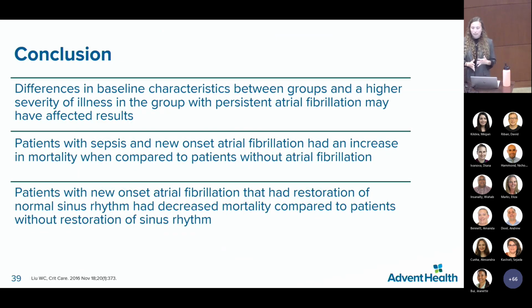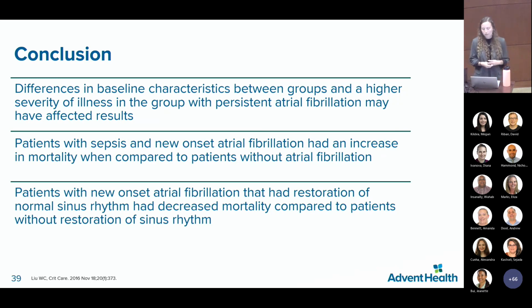The study did find this independent association between mortality and a failure to restore sinus rhythm. There is still concern for potential biases and differences between groups that might not have been accounted for. However, the study does show us potential benefit in restoring normal sinus rhythm and brings light to the possibility that rhythm control may be a good option for these patients.